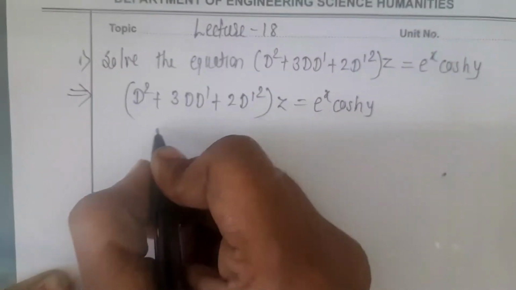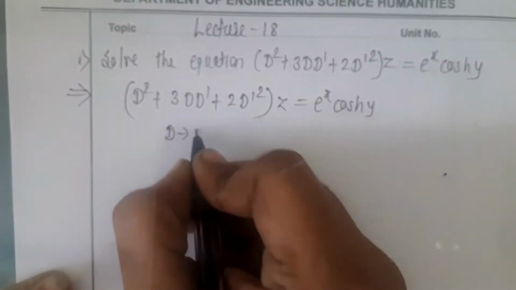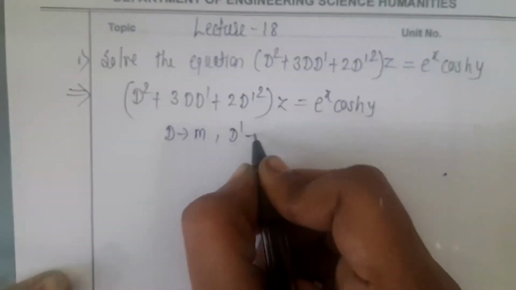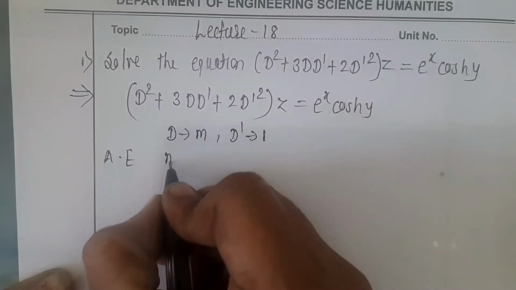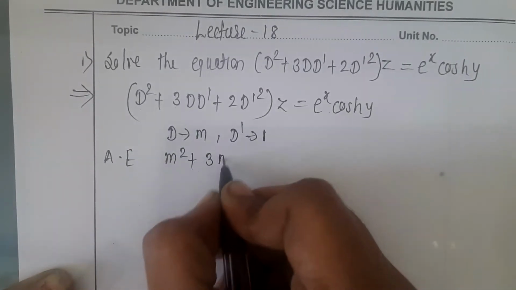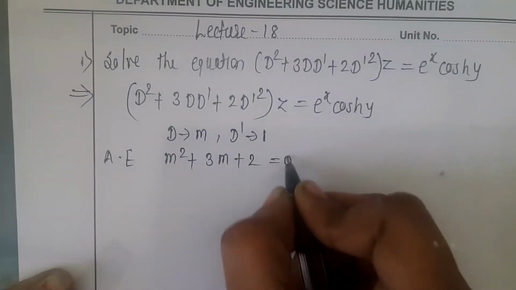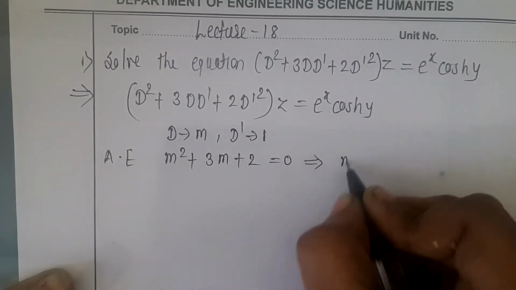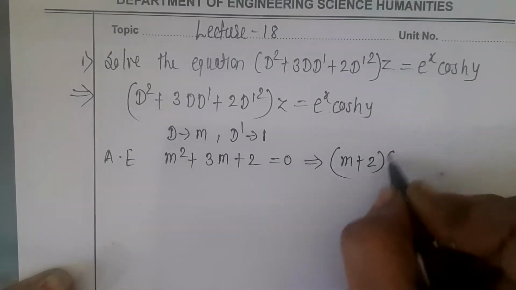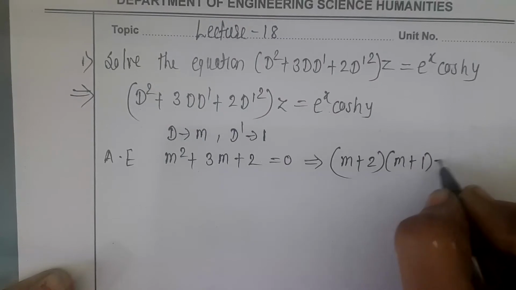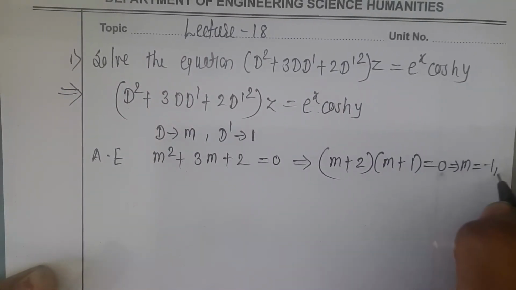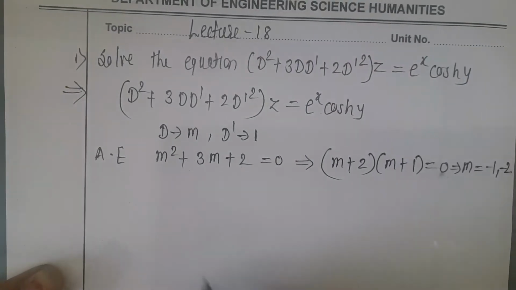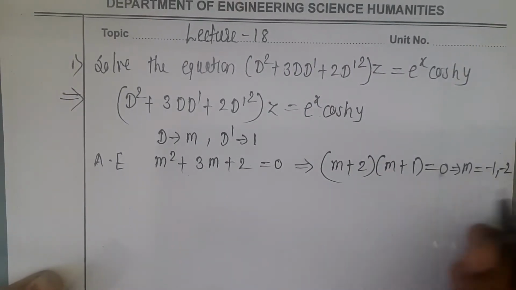Now first replace D by m and D' by 1 and write down the auxiliary equation. So the auxiliary equation is m² + 3m + 2 = 0. What are the roots of this equation? It is (m + 2)(m + 1) = 0. So the values of m are m = -1, -2. Now -1 and -2 means the roots are different.